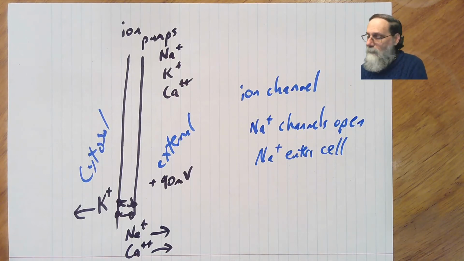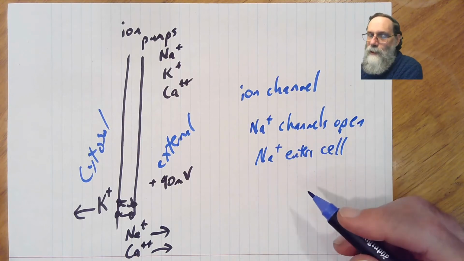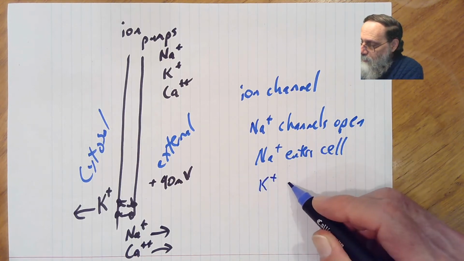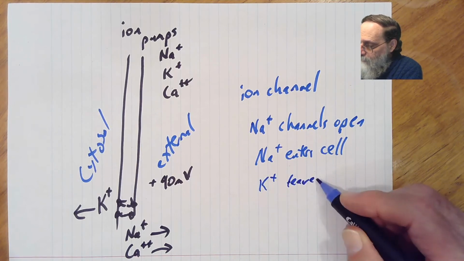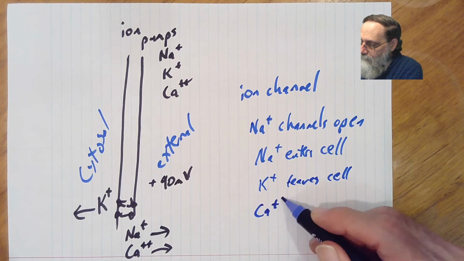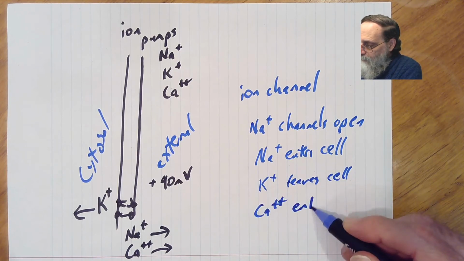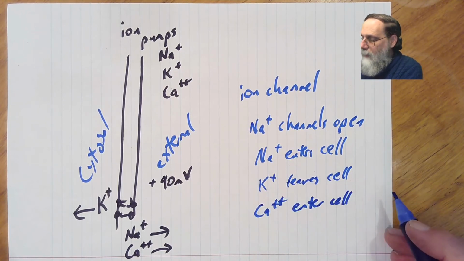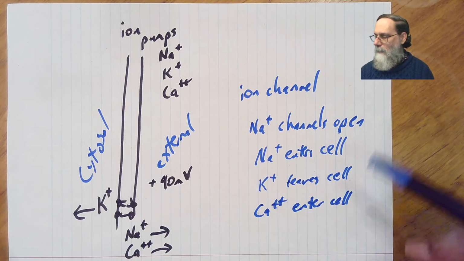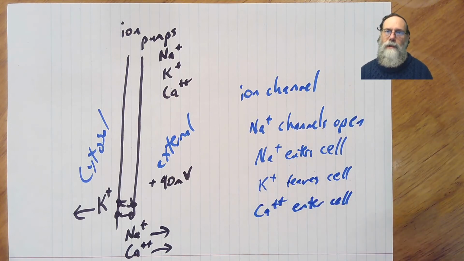At the same time, or slightly after the sodium channels open, the potassium channels open, and potassium starts leaving the cell. Also, calcium channels open, and calcium enters the cell. Now, each of these channel openings and changes in concentration of these ions has different effects and has different timings.